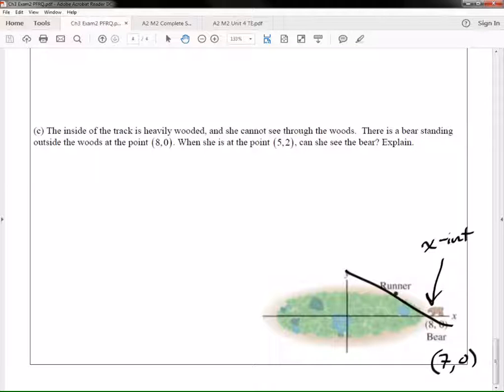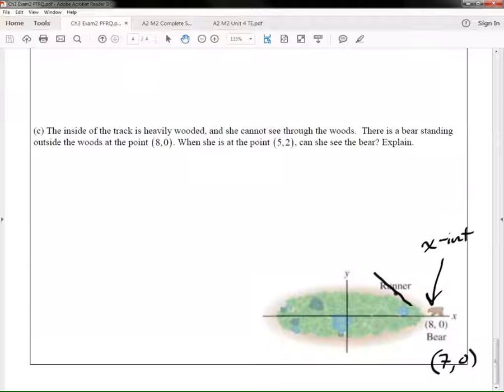Here, let me redraw the line of sight. Maybe that'll help. So if she can see way over here, then yeah, she would be able to see that bear. But if she can only see way over here, then the woods would be blocking the bear right here. You wouldn't be able to see the bear.